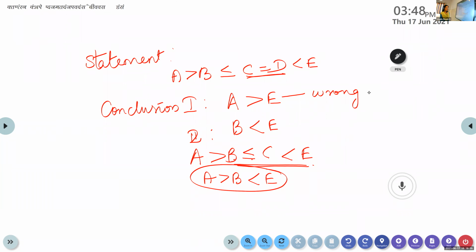But what is the second conclusion? B less than E. Whether we are getting this condition, B is less than E. What is the relation between B and E? B is less than E is true. It is correct. So second conclusion is correct and first conclusion is wrong.